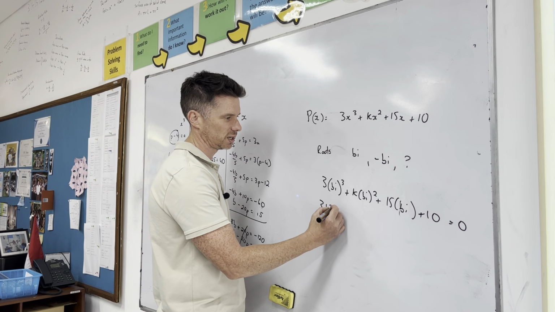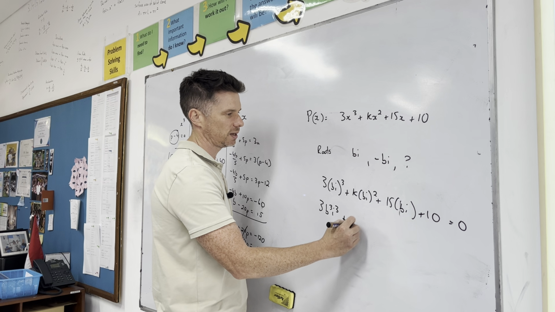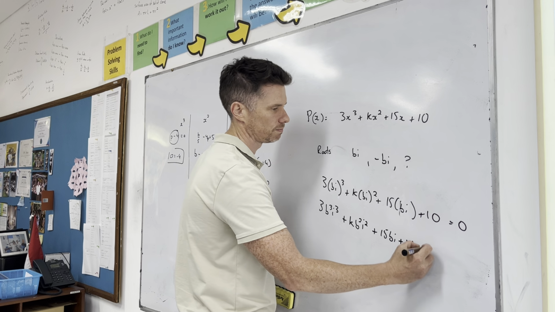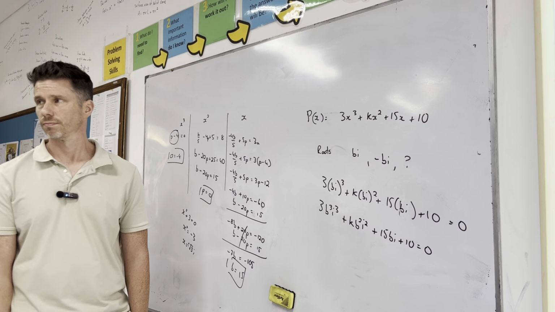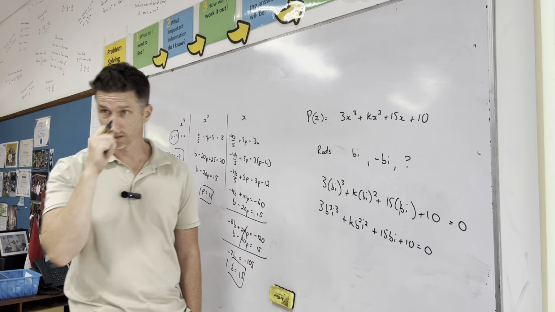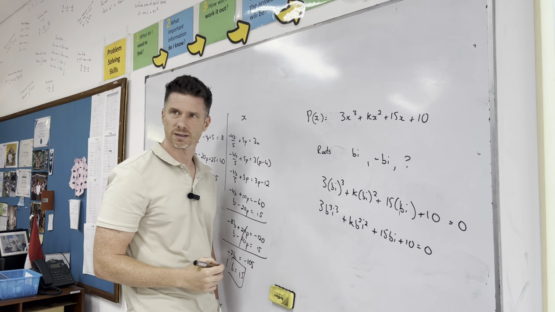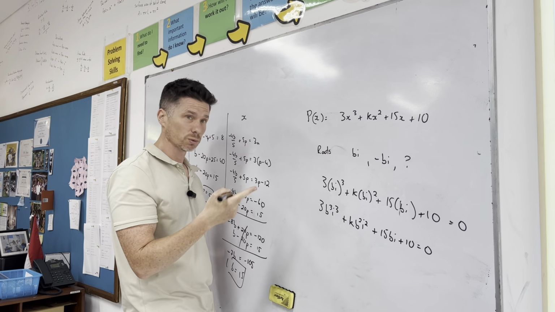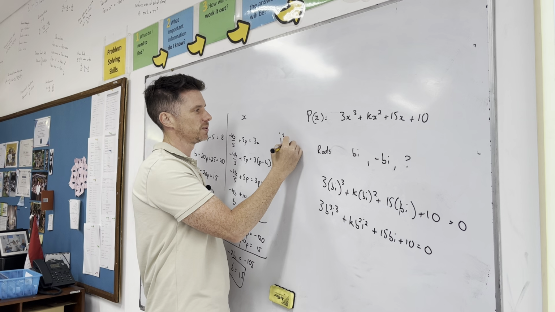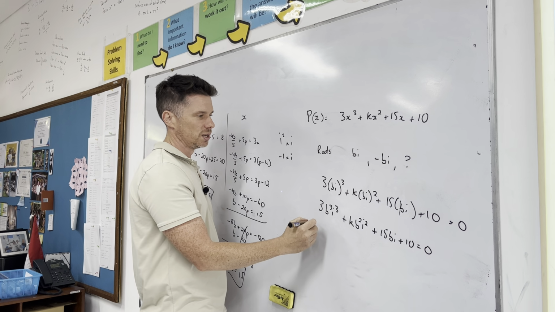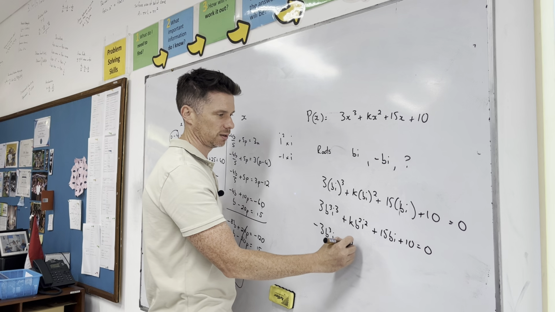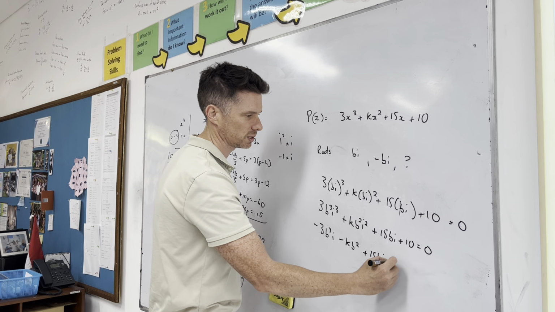That's 3b cubed i cubed. I'll tidy that up in a minute. That's kb squared i squared. I'll tidy that up in a minute. 15bi plus. Don't you get two variables? It's possible, yeah. Let's see. i cubed. What's a better way of writing i cubed? Negative i, isn't it? i squared is negative 1. i cubed is negative i. It's i squared times i, which is minus 1 times i, which is minus i. So we're on minus 3b cubed i. This is negative 1. Minus kb squared plus 15bi plus 10 is equal to 0.